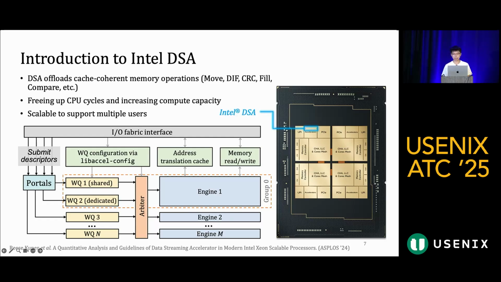Intel DSA, short for Intel Data Streaming Accelerator, is a high-performance on-chip engine integrated into Intel Sapphire Rapids CPUs starting from the 4th generation. It is targeted at offloading cache-coherent memory operations such as data movement, DIF checks, CRC checksum, and so on. By offloading these tasks, Intel DSA frees up valuable CPU cycles, increasing compute capacity, and scales well to support multiple users.